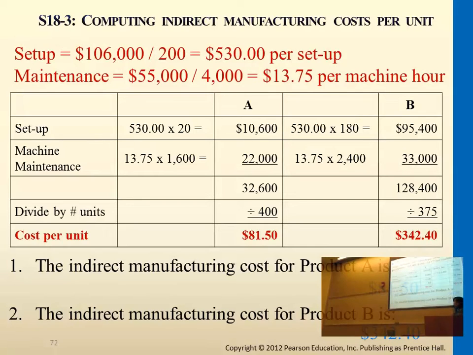Okay, so once you use those rates, multiply by actual quantity, add them up, figure out the total cost for product A, which is 32,600, divided by how many units of output. You get a unit cost per product. For product B as well, add them up, divide by 375, and get the unit cost per product. And these were just referring to manufacturing overhead costs.